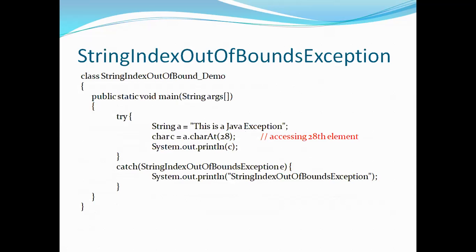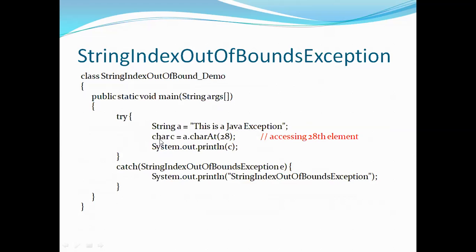Now let's see the next one, that is string index out of bounds exception. You're trying to access a substring or a particular character from the string which is not legal. Now let's see the example. I took the class whose name is StringIndexOutOfBoundDemo with a main method, and in the try block, just observe, I took a string data type, that is, a is a string. In that a, I'm writing some string, that is, "This is a Java exception". So this is a text I'm saving in a.